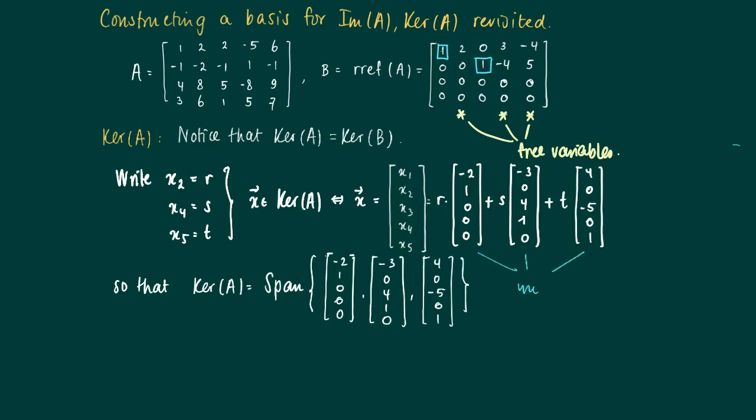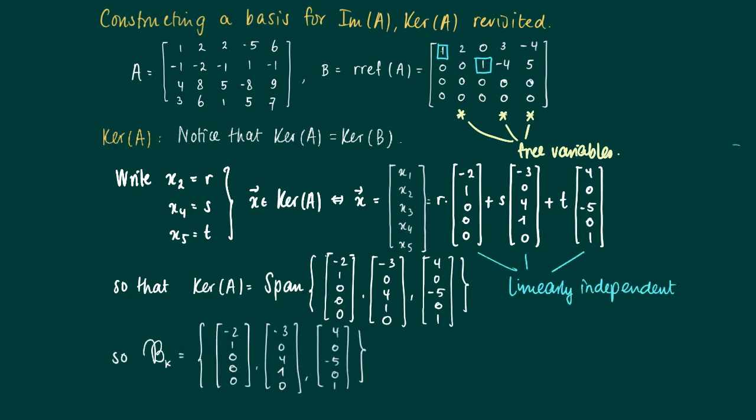Well, we can see immediately by the location of the ones, where the others have zeros, that these vectors are linearly independent. So these three vectors can be taken as a basis. So the basis for the kernel is given by these three vectors.